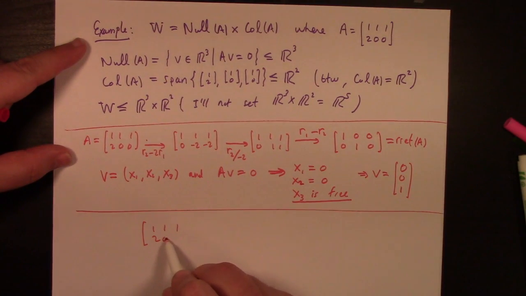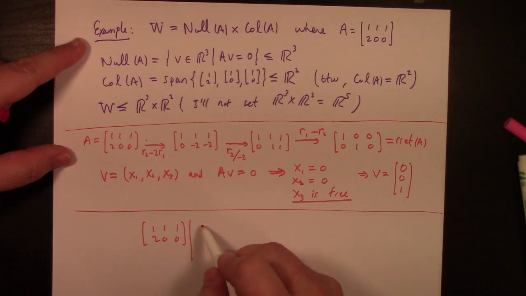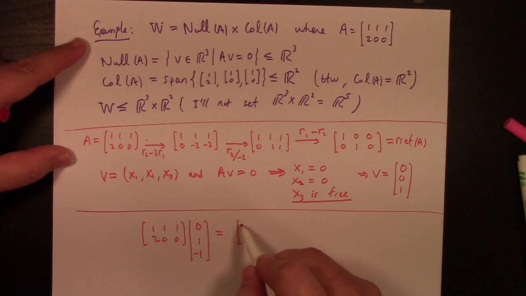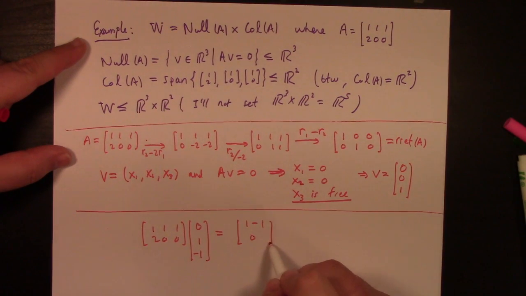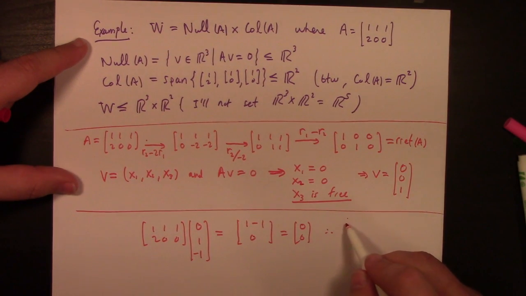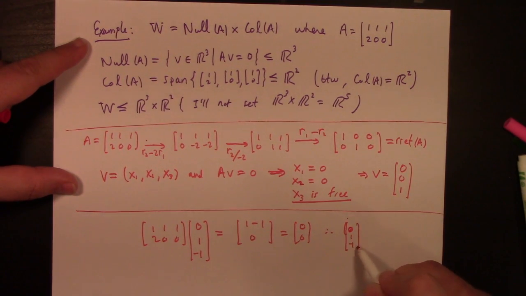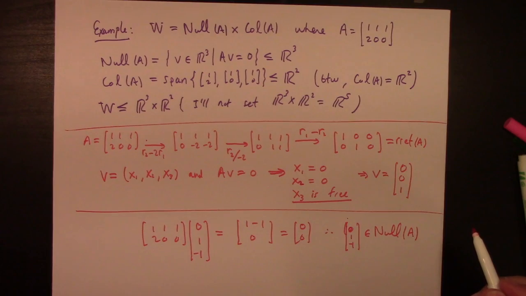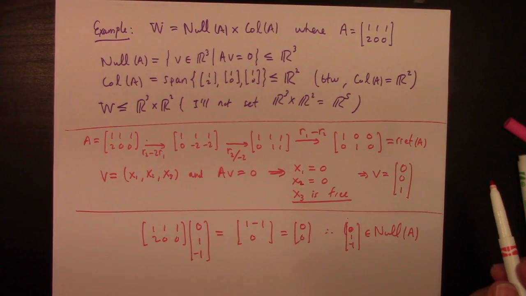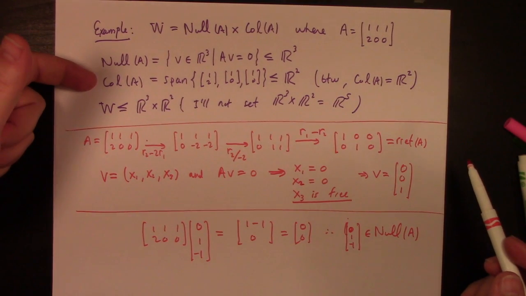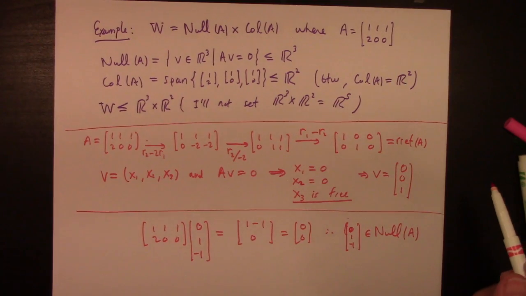I mean, I can just look at it: 1, 1, 1, 2, 0, 0, and I can see, just eyeballing it, that 0, 1, minus 1 is what I'm looking for. See, because that's 1 minus 1, and then 0, which of course is 0, right? So therefore, 0, 1, minus 1 is in the null space of A. In fact, the null space of A is one-dimensional, which is to be expected, right? Null space plus column space. The rank-nullity theorem says we should have this plus this equal to the number of columns, which is 3. So 1 plus 2 is equal to 3, all right?